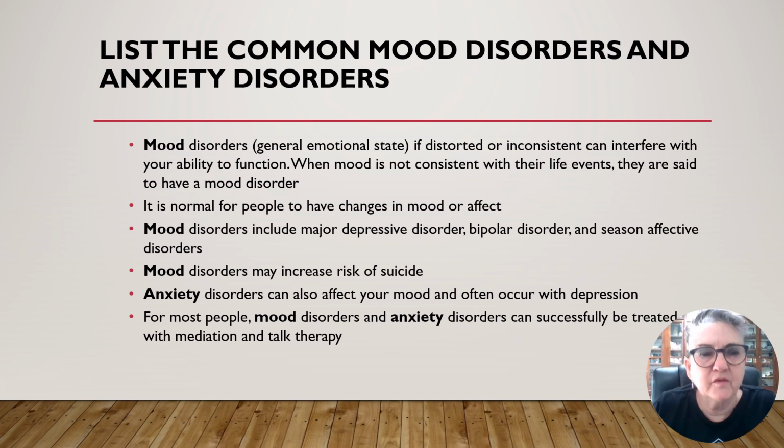Okay, we're going to go over the first objective for Unit 13 under psychiatric disorders and sleep, which is list the common mood disorders and anxiety disorders. A little bit about a definition of mood disorders, which are generally an emotional state. If they become distorted or inconsistent, it can interfere with your ability to function, including sleep. When mood is not consistent with life events, they are said to have a mood disorder.